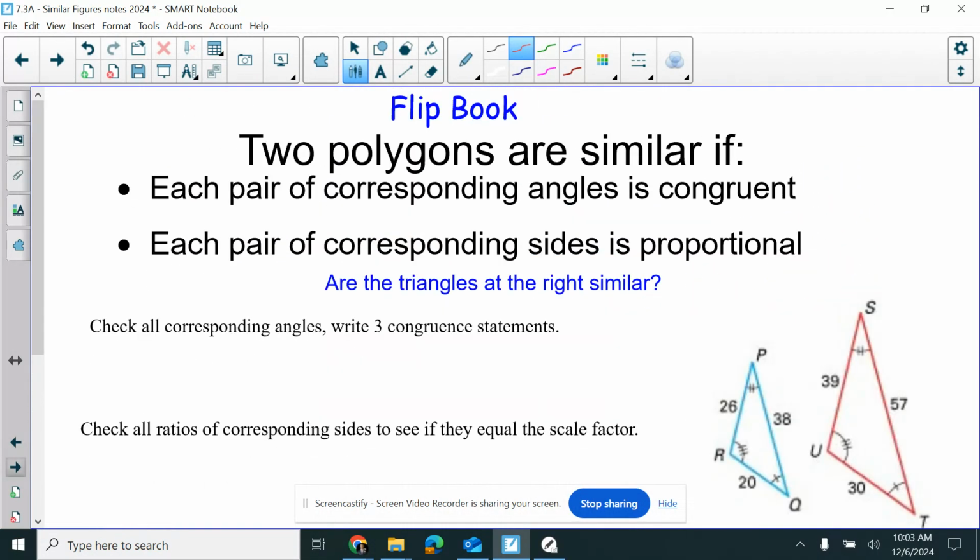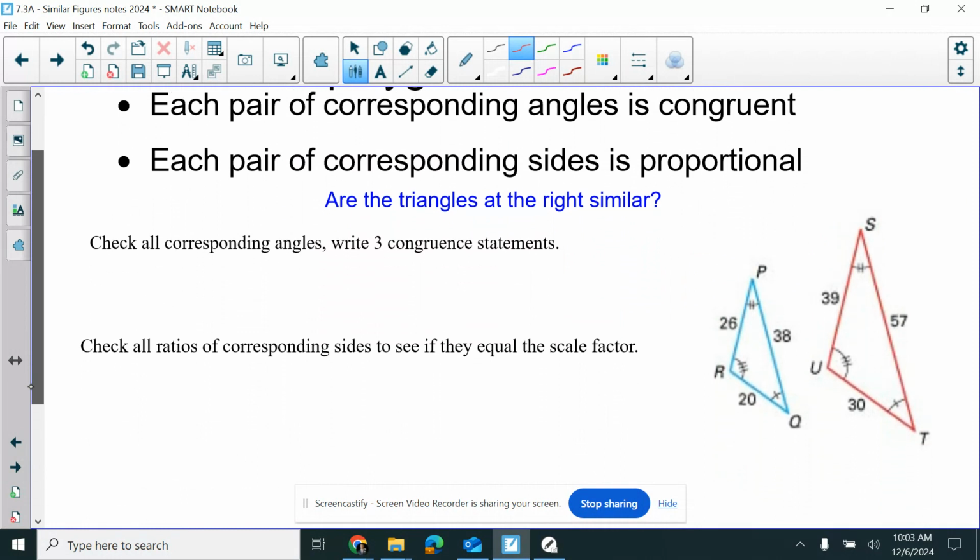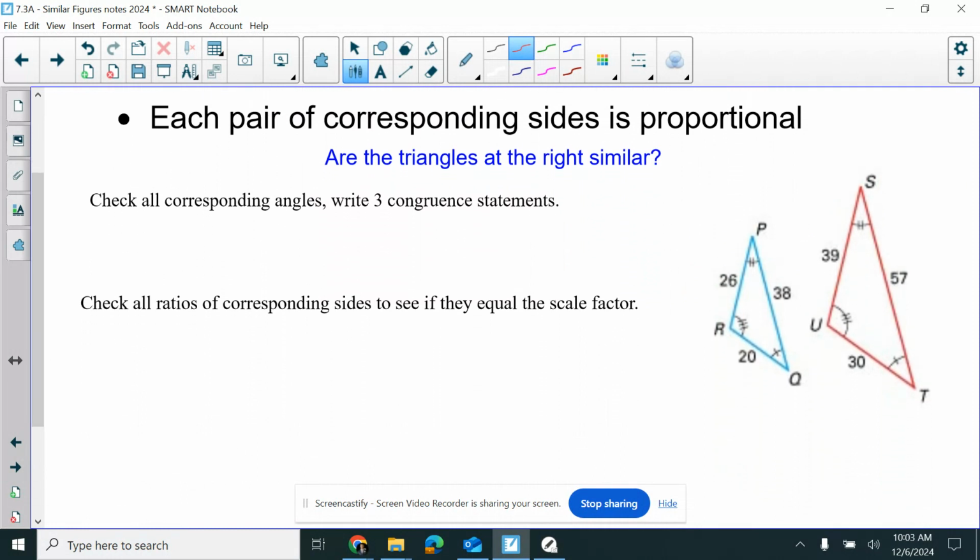All right. So to tell if these two shapes are similar, first you check your angles. I'm going to look at my congruency marks. Q matches up with T, R matches up with U, P matches up with S because they all have the same number of congruency marks. So angles are good. Then we have to check the corresponding sides.